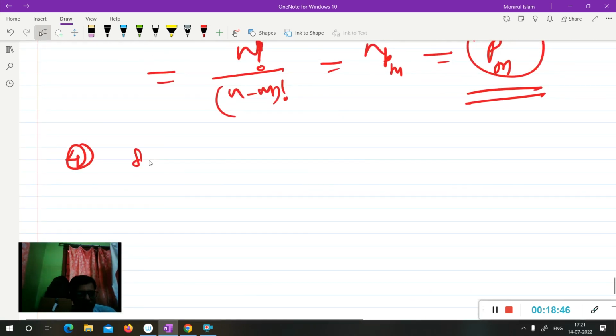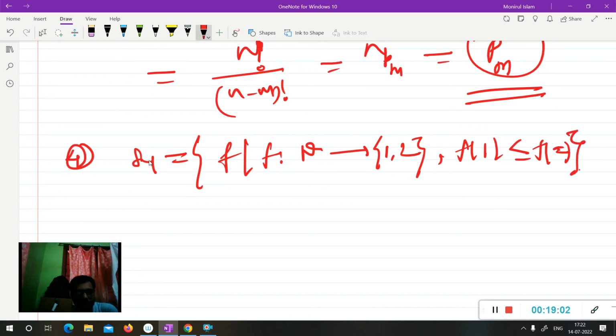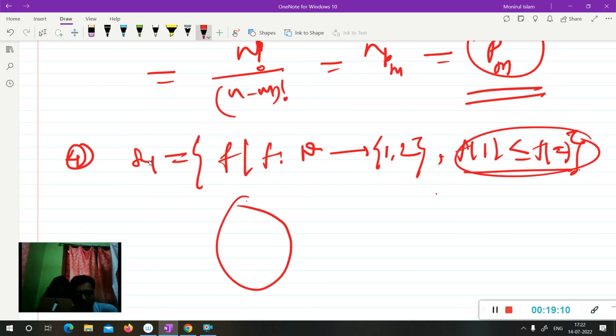Option 4, S4. S4 is the set of functions mapping from the natural numbers to {1, 2}, with the restriction f1 is less than or equal to f2. Then what is the cardinality? If not for this restriction, it would clearly be uncountable, but there is a restriction, so you have to understand it.